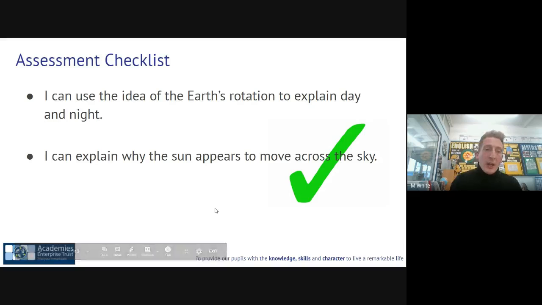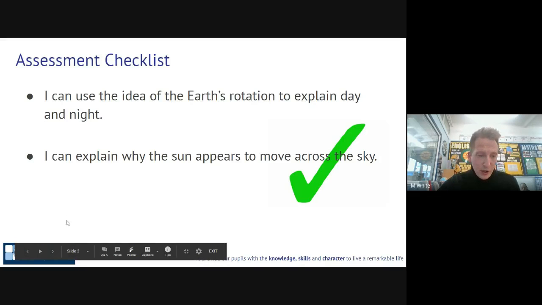To do this, I want you to follow this assessment checklist, which says I can use the idea of the Earth's rotation to explain day and night. That's going to be a key aspect of our learning, and to be able to explain why the sun appears to move across the sky. Because if we look outside during the day, not at the moment because it's a bit doom and gloom out there, but if you think about a summer's day, how the sun seems to move across the sky. We're going to be thinking about why that happens, and does it actually happen? Is it the sun that's moving?